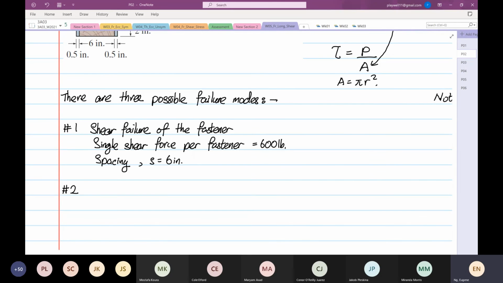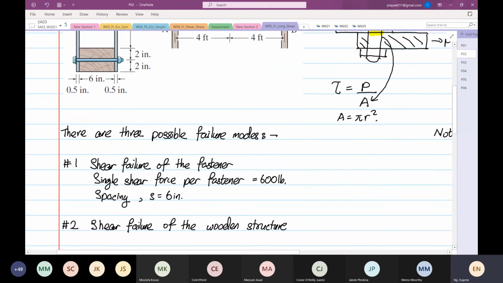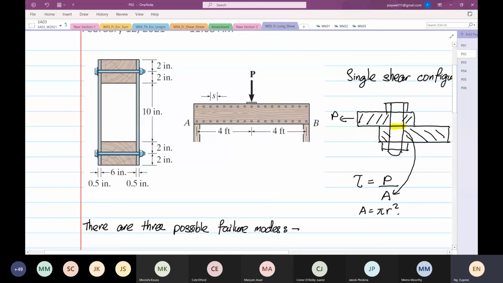Is it shear failure of this wooden structure? Well done. So the next mode of failure, well done, is the shear failure of the wooden structure. So now, if we were to look at here, this is the wooden structure. Can anyone tell me where is it going to fail?